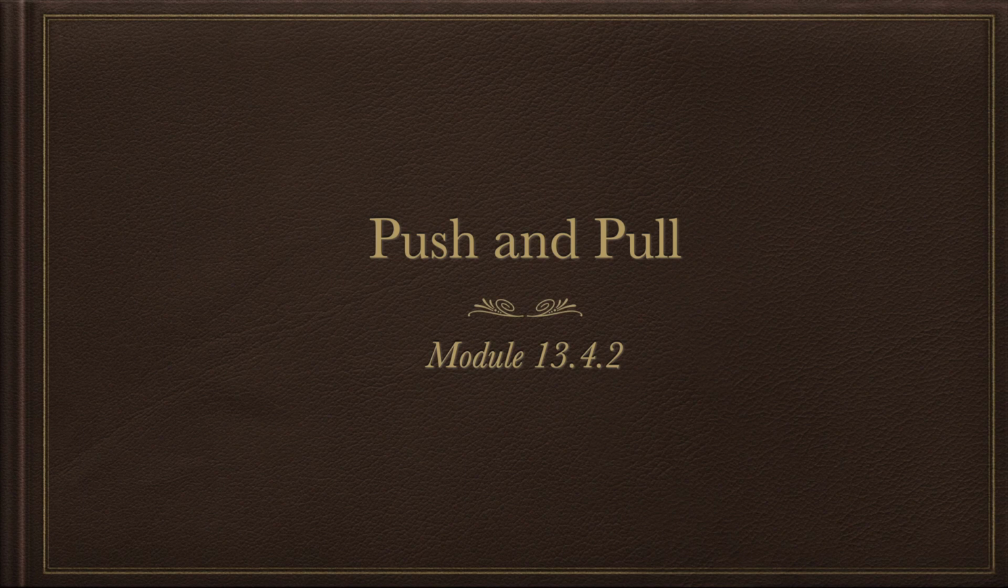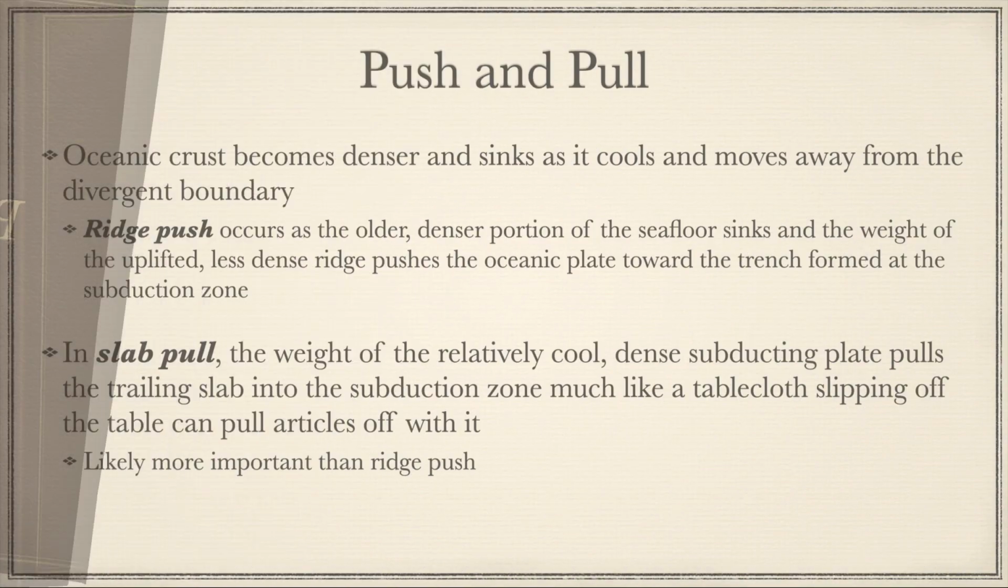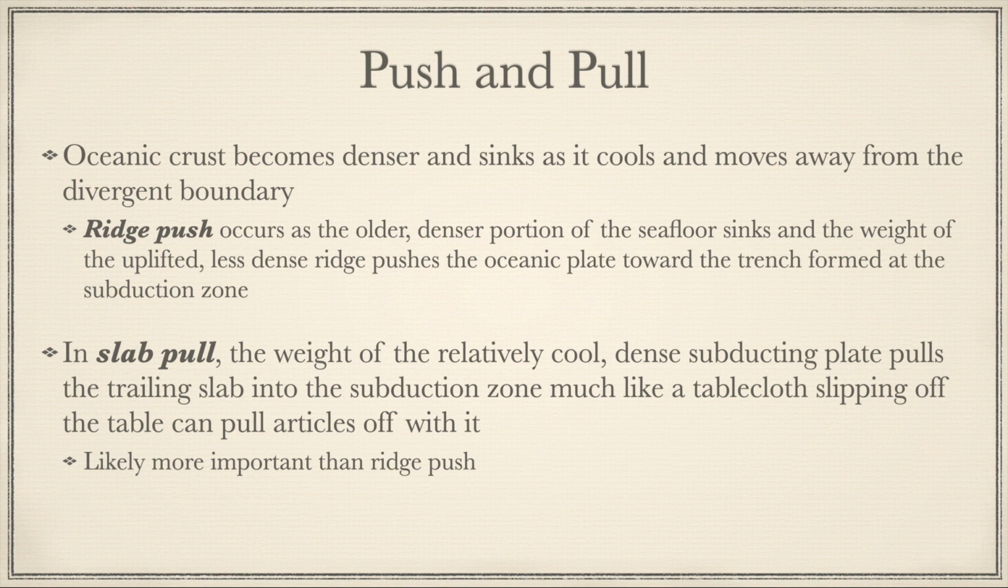So push and pull. Oceanic crust becomes denser and sinks as it cools and moves away from divergent boundaries. So it's hot when it starts, and then it cools, and over time it cools and condenses more and more. Now, ridge push occurs as the older, denser portion of the seafloor sinks and the weight of the uplifted, less dense ridge pushes the oceanic plate toward the trench formed at the subduction zone.